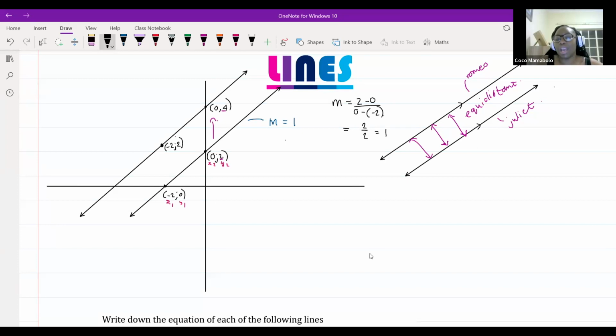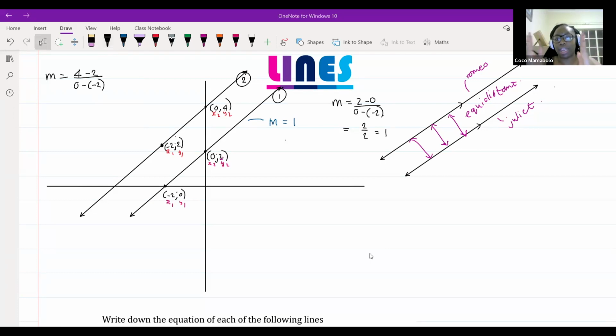Now, if I asked you guys then to calculate the gradient of this second line, what is that gradient going to equal? The gradient of line 1 is 1. We've calculated for that. Let's calculate the gradient of line 2. Again, I'm going to name x2, y2, x1, y1. Let's calculate. Gradient is going to be y2, which is 4 minus 2, over x2, which is 0, minus -2.